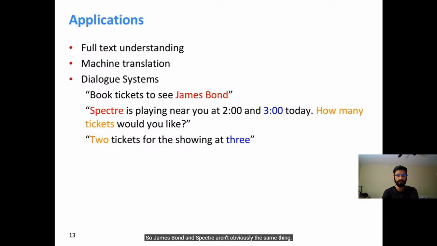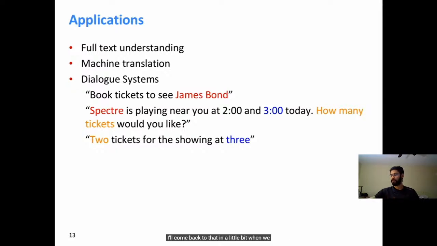So James Bond and Spectre aren't obviously the same thing, but in a context like booking movies, they are the same thing, because one is the name of a character in a movie series, and the other is the name of a movie that's currently showing that belongs to that, so they're associated in a subtle way that is not an exact identity, but is relevant to a lot of the things that we want to do.